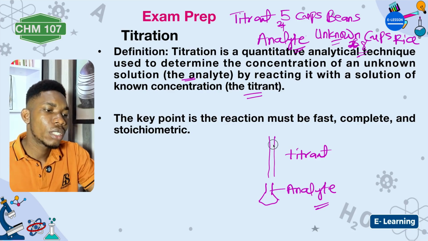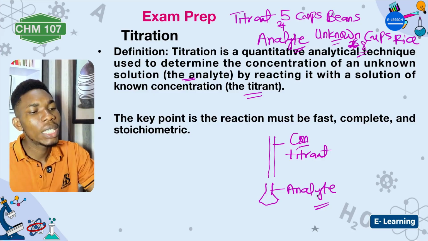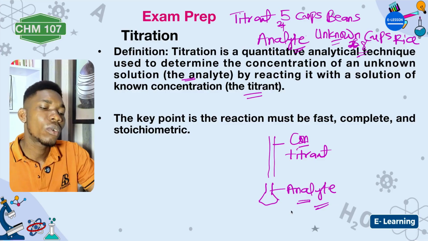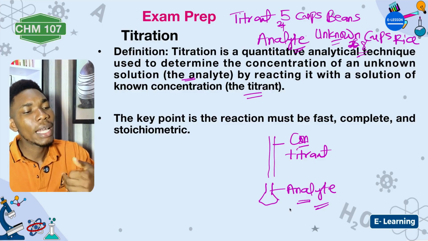One, you know the concentration. The titrant, you know the concentration of the titrant is known, but the analyte, you don't know the concentration. Is that okay? You don't know the concentration of the analyte, but you know the concentration of the titrant. By ratio, you are now going to confirm.